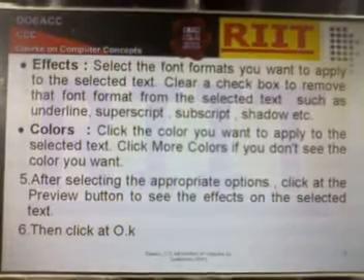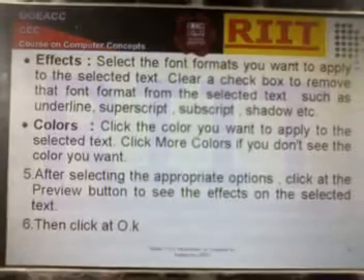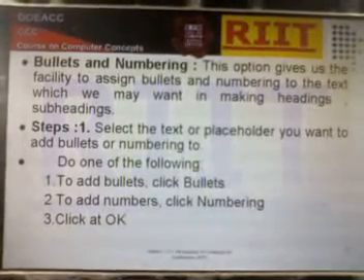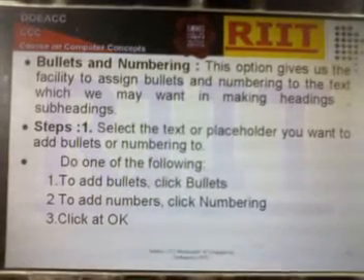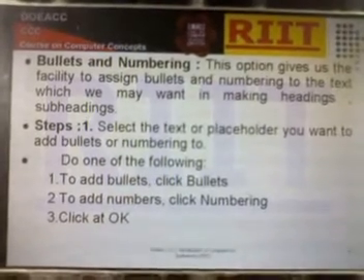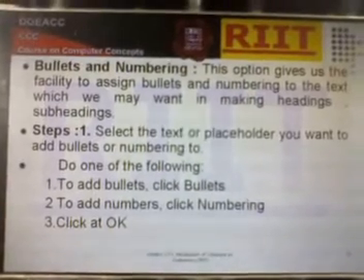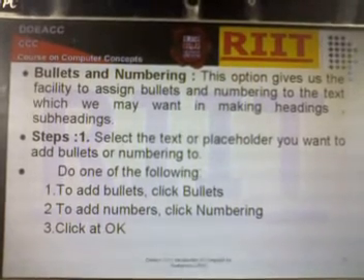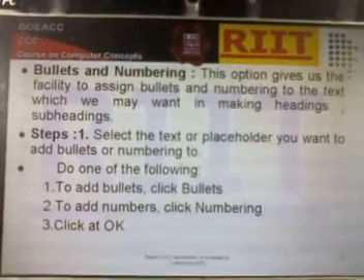After selecting the appropriate option, click the preview button to see the effect on the selected text, then click OK. Bullets and numbering: this option gives us the facility to design bullets and numbering for the text, which we may want to use for headings and subheadings. Select the text or placeholder you want to add bullets or numbering to. Do one of the following. To add bullets, click bullet. To add numbers, click numbering, click OK.